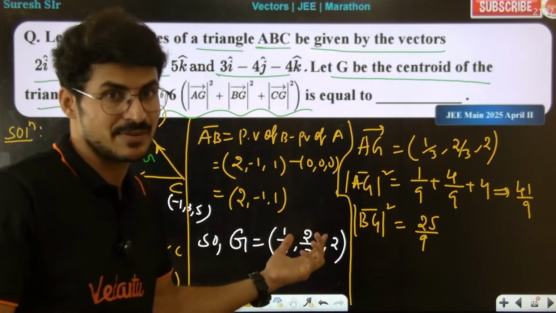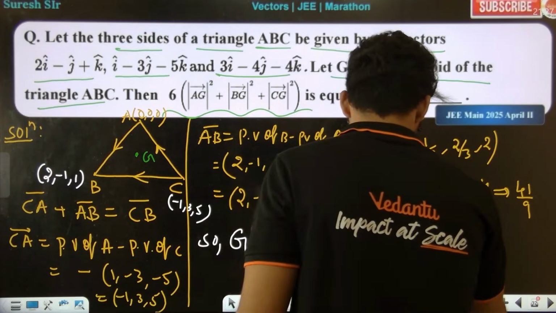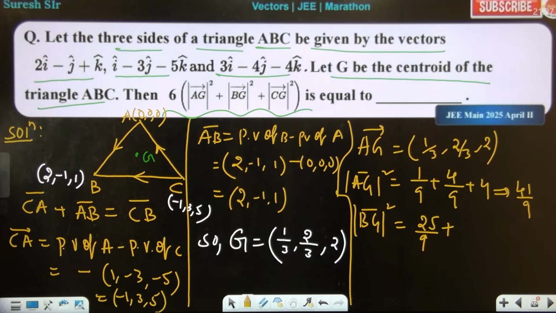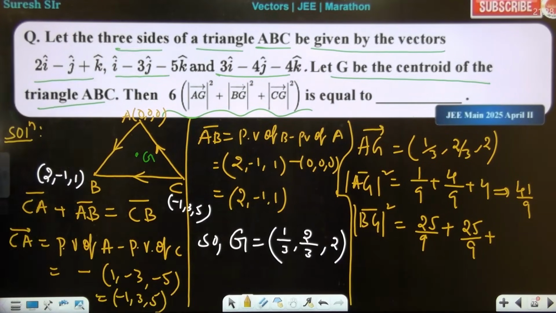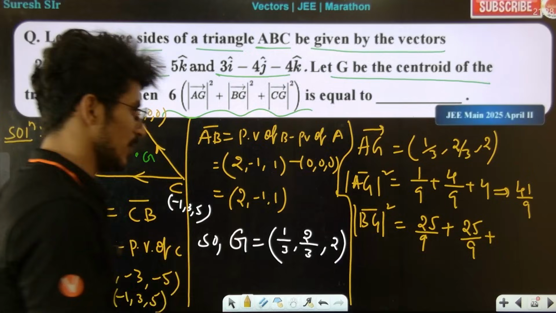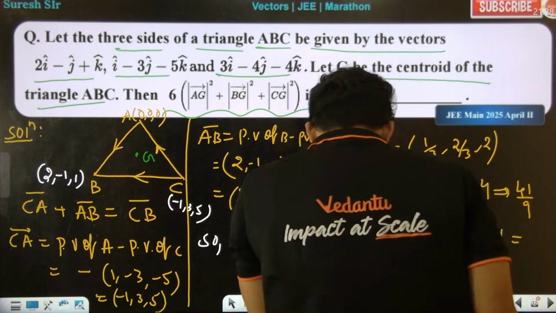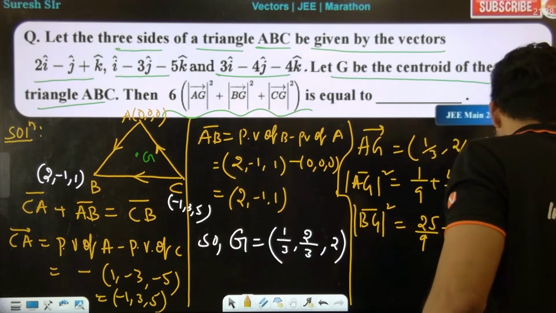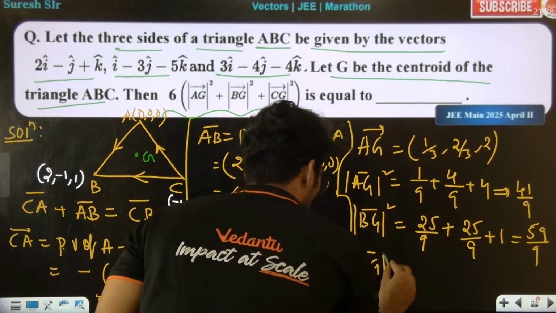BG means what? We find the coordinates and then find the magnitude. Now tell me, 2 by 3 minus of minus, plus. So 2 by 3 plus 1, so 5 by 3 again, so 25 by 9 again. Yes or no? Please check the calculation. Now, 2 minus 1, 1 whole square is what? 1, sir. So this is going to be 59 by 9. 59 by 9 or not? Yes or no? 59 by 9, sir. Wonderful.